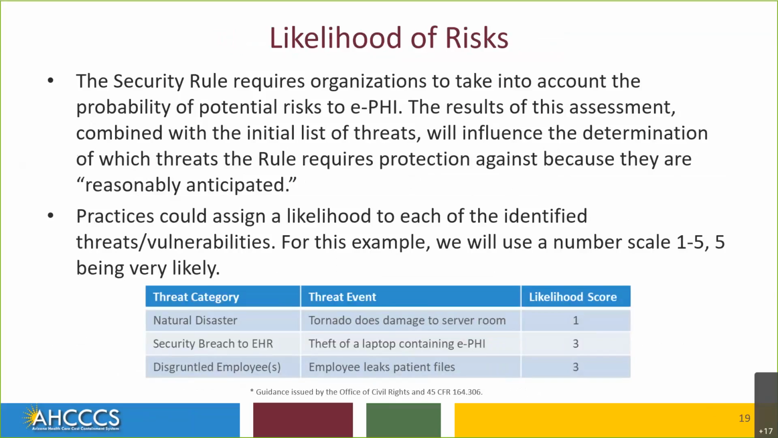Then you have to identify the likelihood of the risk. So you identify those threats and vulnerabilities, and now you're looking at how likely this is going to happen. The security rule requires organizations to take into account the probability of potential risk to electronic PHI. The results of this assessment, combined with the initial list of threats, will influence the determination of which threats the rule requires protection against because they're reasonably anticipated.